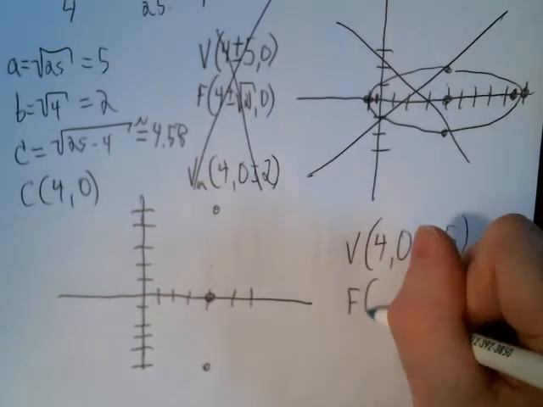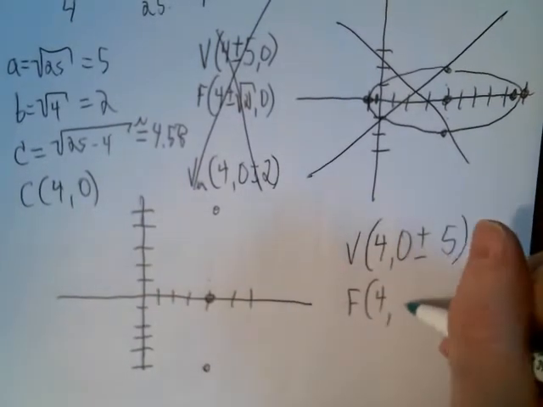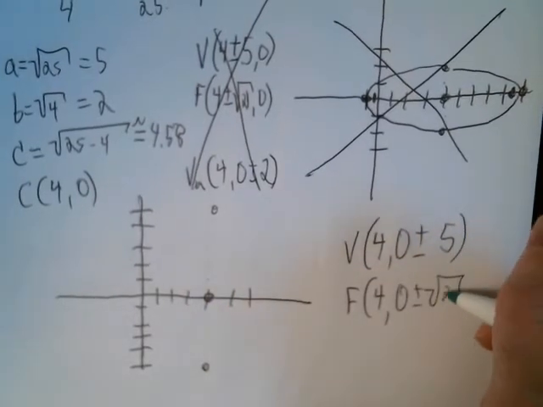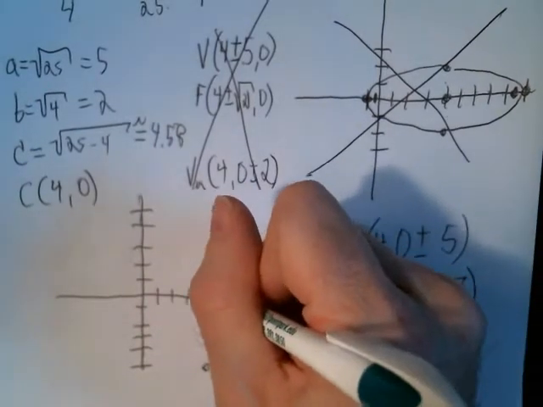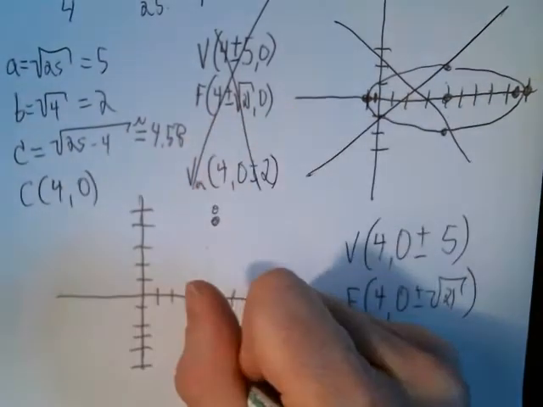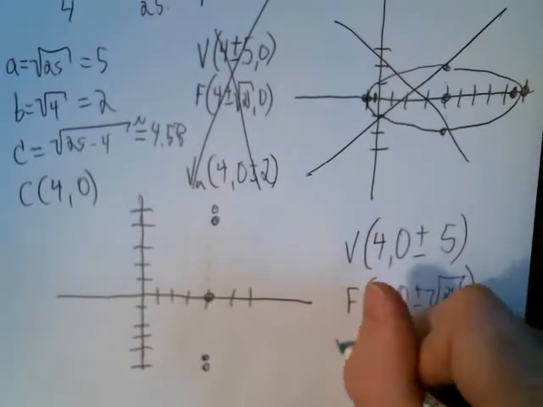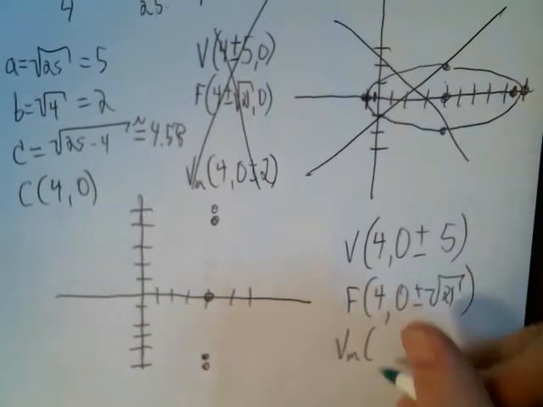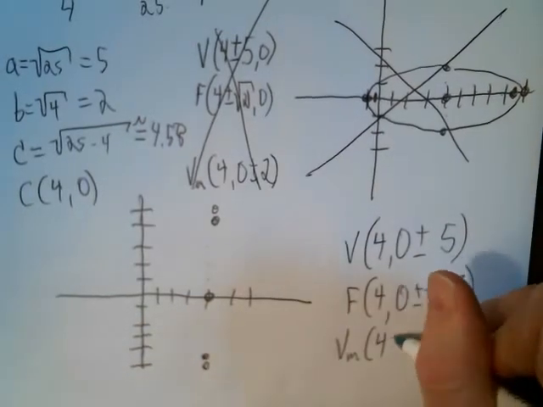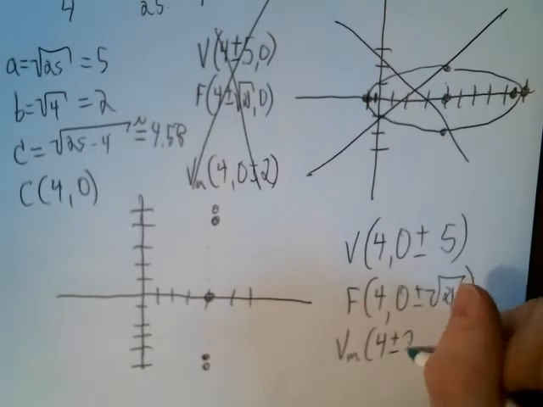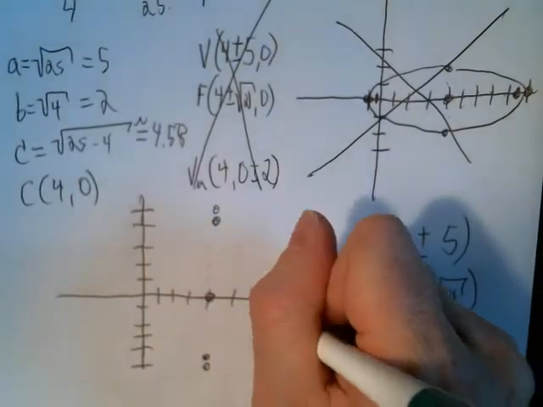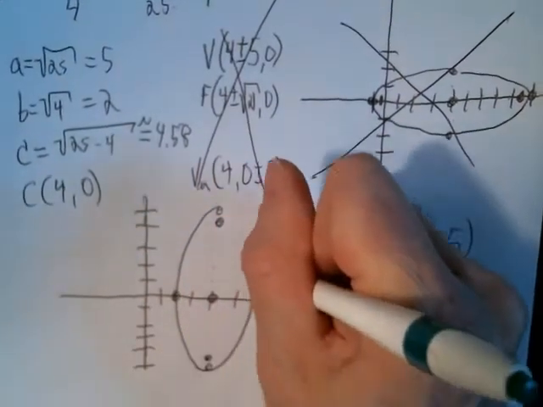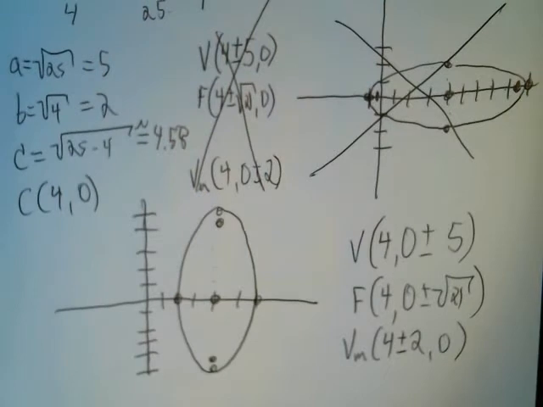And then the foci, you're manipulating the y-coordinate with the c value. So 0 plus or minus square root 21. So that's 4.58, really close to the vertex in either direction. And then the minor vertices, you're moving in the x direction, so shift the x coordinate of the vertex plus or minus 2. So 1, 2, 1, 2. And then connect. Sorry about that. So there we go.